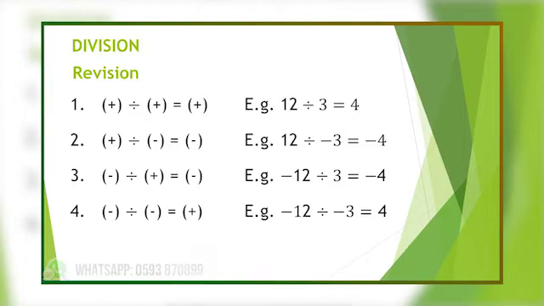Negative divided by positive, you get a negative answer. So negative 12 divided by positive 3, you still get negative 4 as the answer. When a negative is divided by another negative, you get a positive result. So negative 12 divided by negative 3 will give us positive 4.